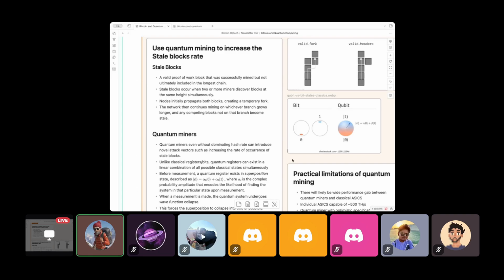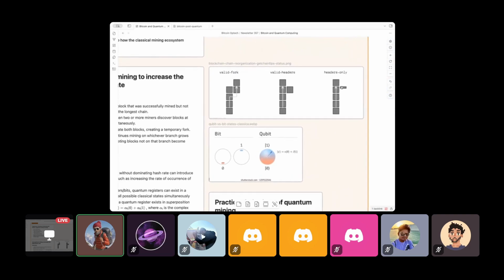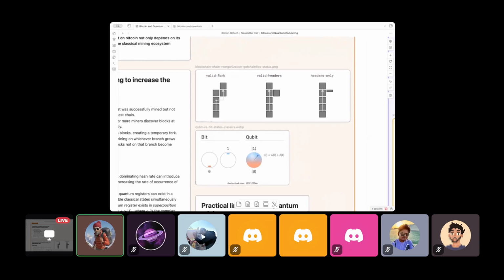So, from the perspective of an attack, what you can see is that when you bring a quantum miner to the mining protocol of Bitcoin, you can use it to increase the rate of stale blocks that you can find in the network. Basically, stale blocks are something like this. Here I have shown an overview of a fork happening. This is the chain that keeps on advancing, and you have a fork. That means these two blocks are valid blocks that were found at the same time by two different miners.